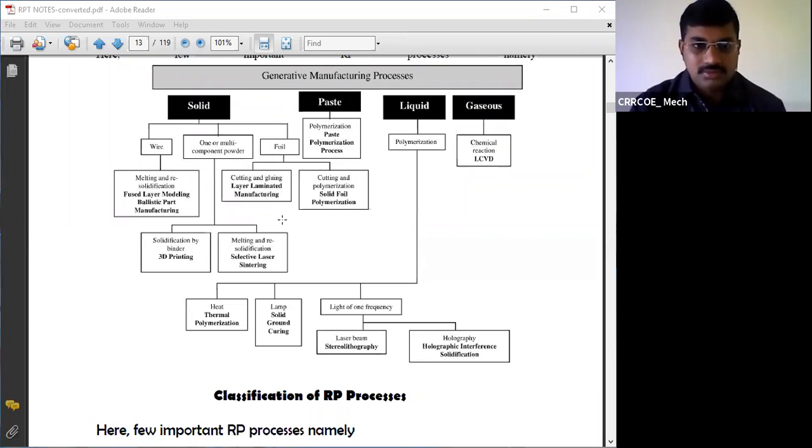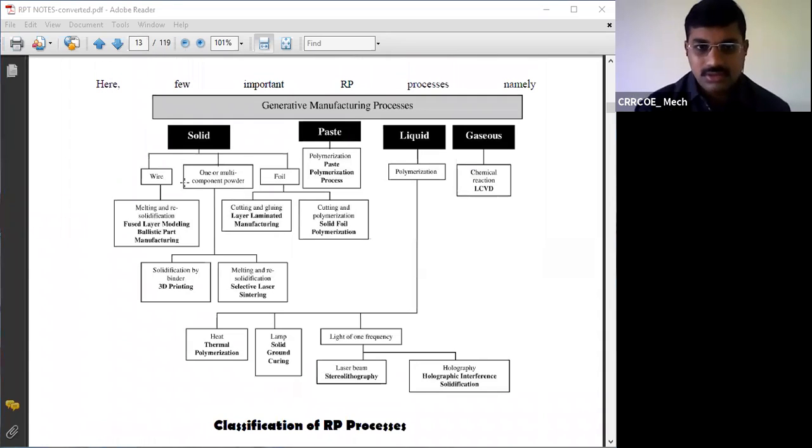This is one or multi-component powder, and the third one is foil type. So these are the solid type of process, and the paste has a semi-solid state. It is pure liquid state. Gaseous is also there. Generative manufacturing process.